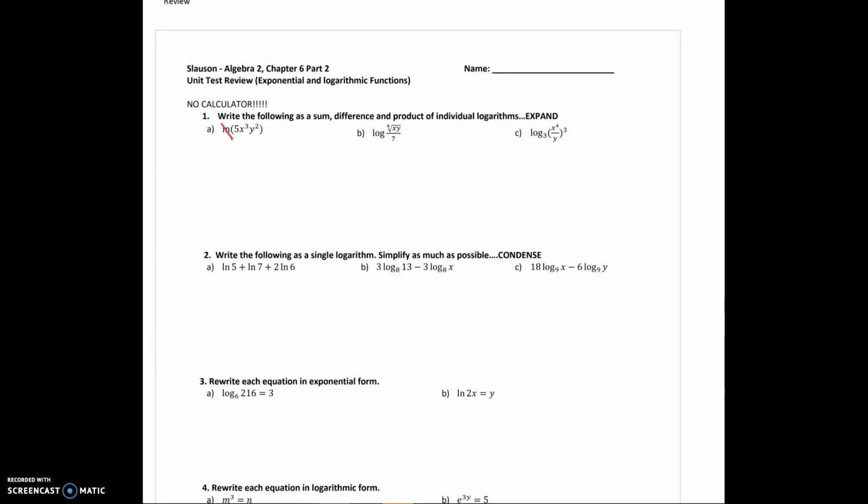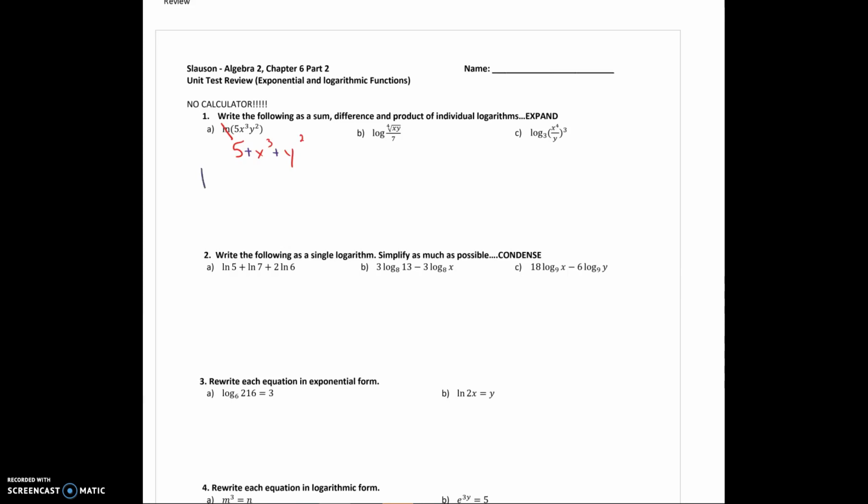What you want to do is look at this 5x cubed y squared as 5 times x cubed times y squared. And what we talked about is that this multiplication will be turning into addition when we expand it. And then basically these three terms are separated by addition and are going to get that ln that I crossed off right in front of it.